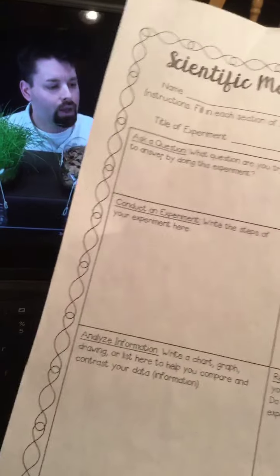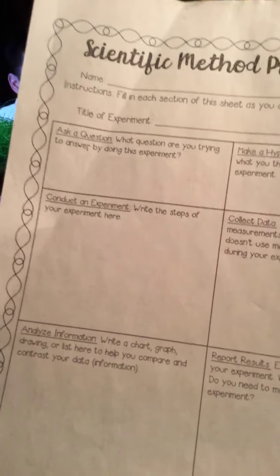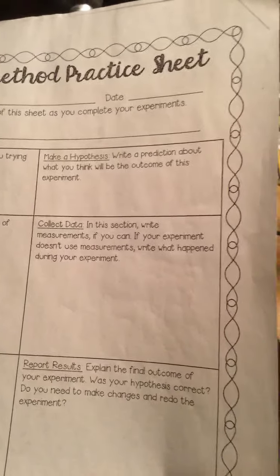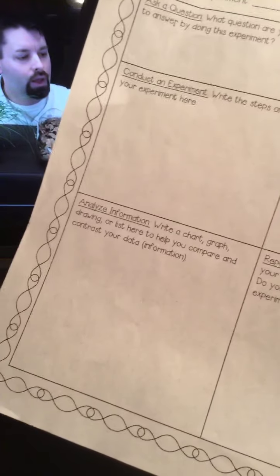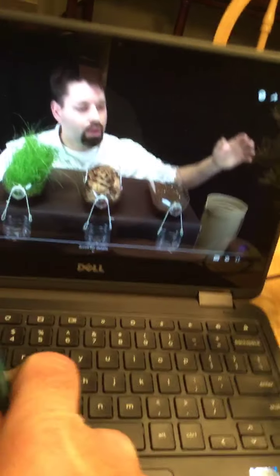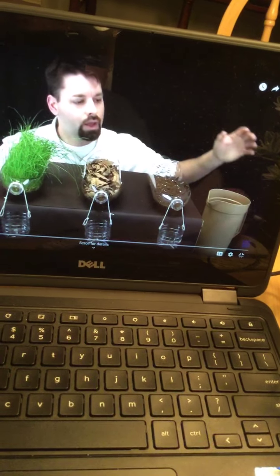Then you're going to come up with the steps. Now, how are you going to get the steps to your experiment? Well, you have to watch the experiment. You have to make sure that you watch him and write down the things that he does in order. The data is what happens when he does those steps. Write those things down and summarize them. Over here, analyze the information, write a chart, graph, drawing, or list. You might want to draw this. Draw a little diagram of what this is so that you can see what's going on.